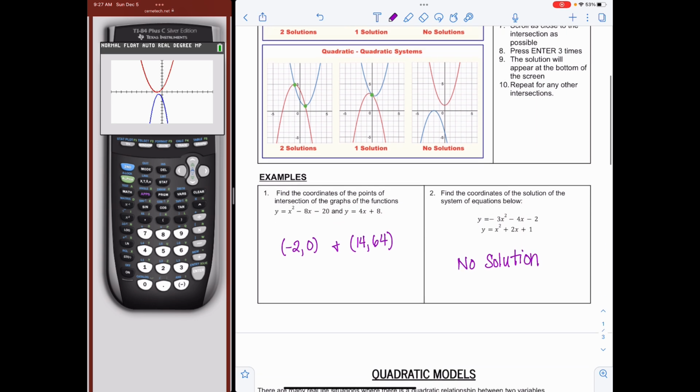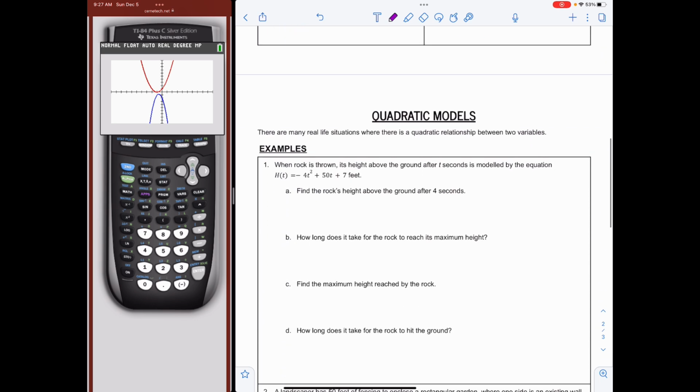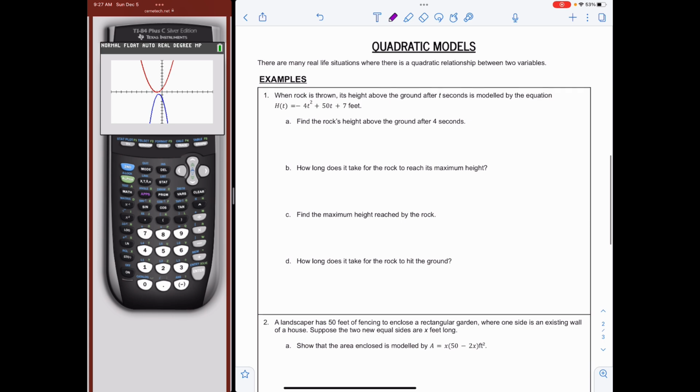All right, so now let's talk about quadratic models. There are many real life situations where there's a quadratic relationship between your two variables. So let's look at number 1. It says when a rock is thrown, its height above the ground after t seconds is modeled by the equation h of t is equal to negative 4t squared plus 50t plus 7 feet. Find the rock's height above the ground after 4 seconds.